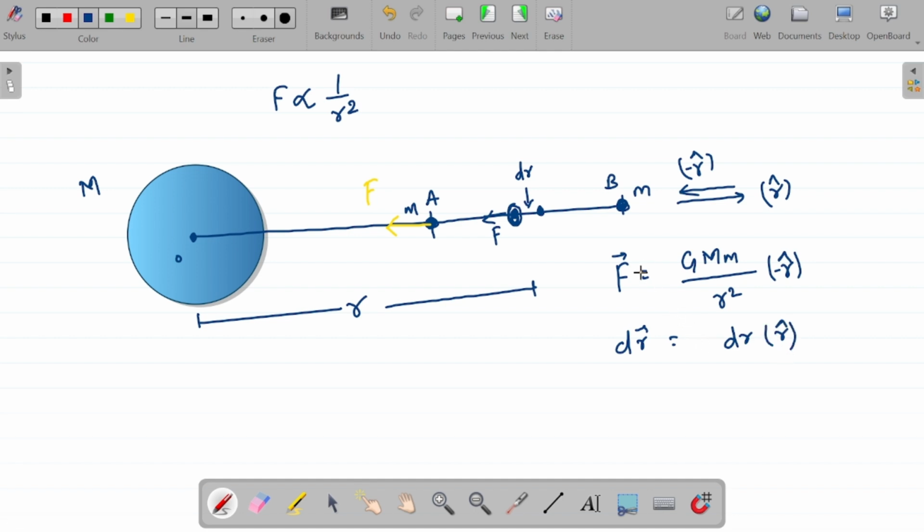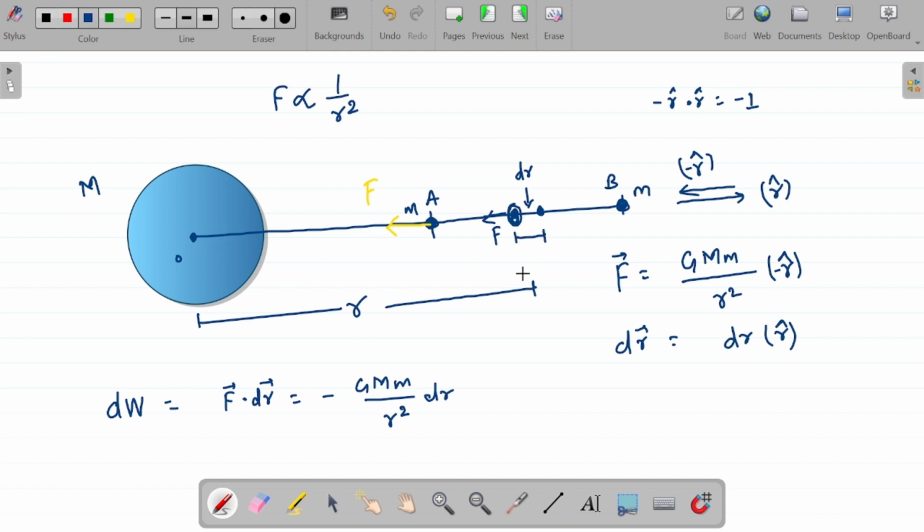Now, what about the work done? The small work done by this gravitational force is F dot dr, and this will be minus GMm by r square dr, with minus r cap dot r cap. The magnitude of the unit vector is 1, so r cap dot r cap will be 1, and we have the minus sign. Okay. This is for this small displacement, from here to here.